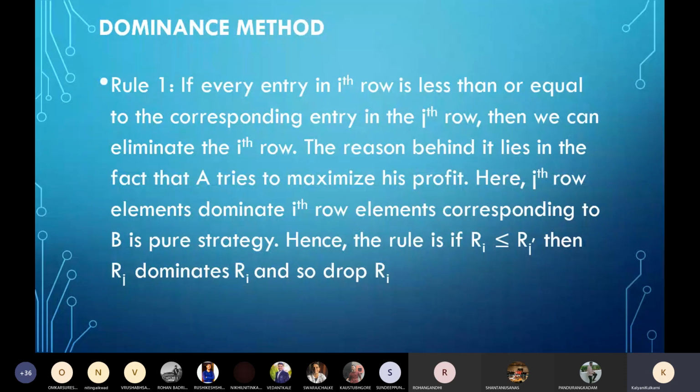One is column dominance and one is row dominance. So write rule 1 as it is, all of you, quickly.